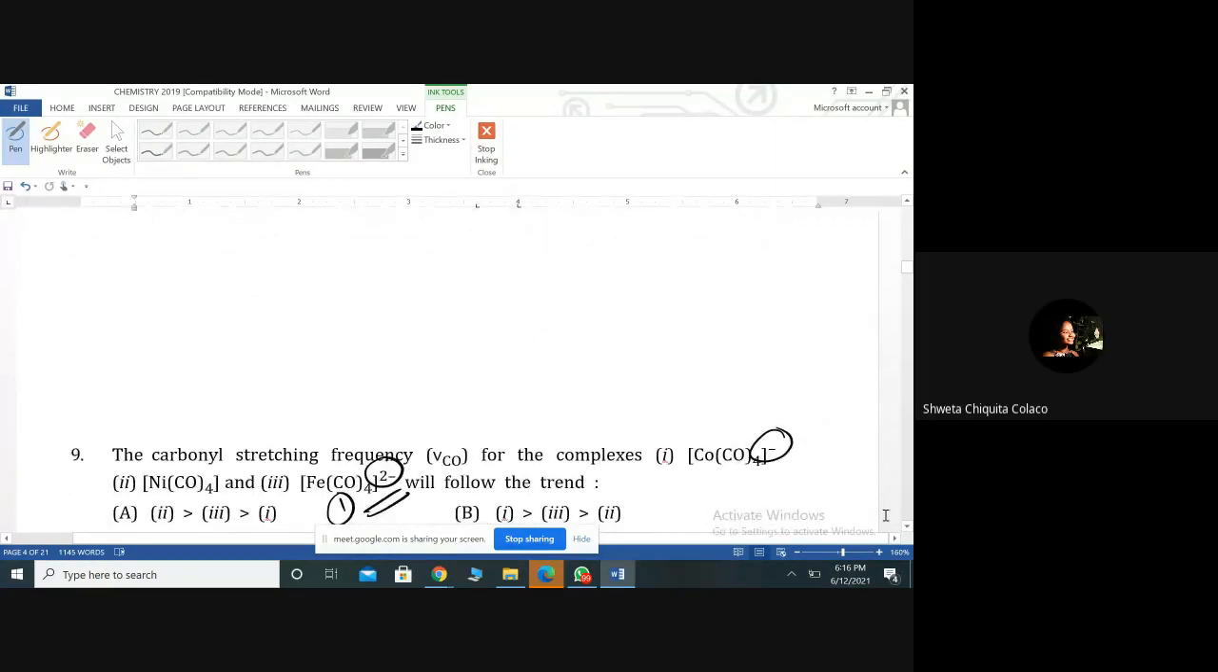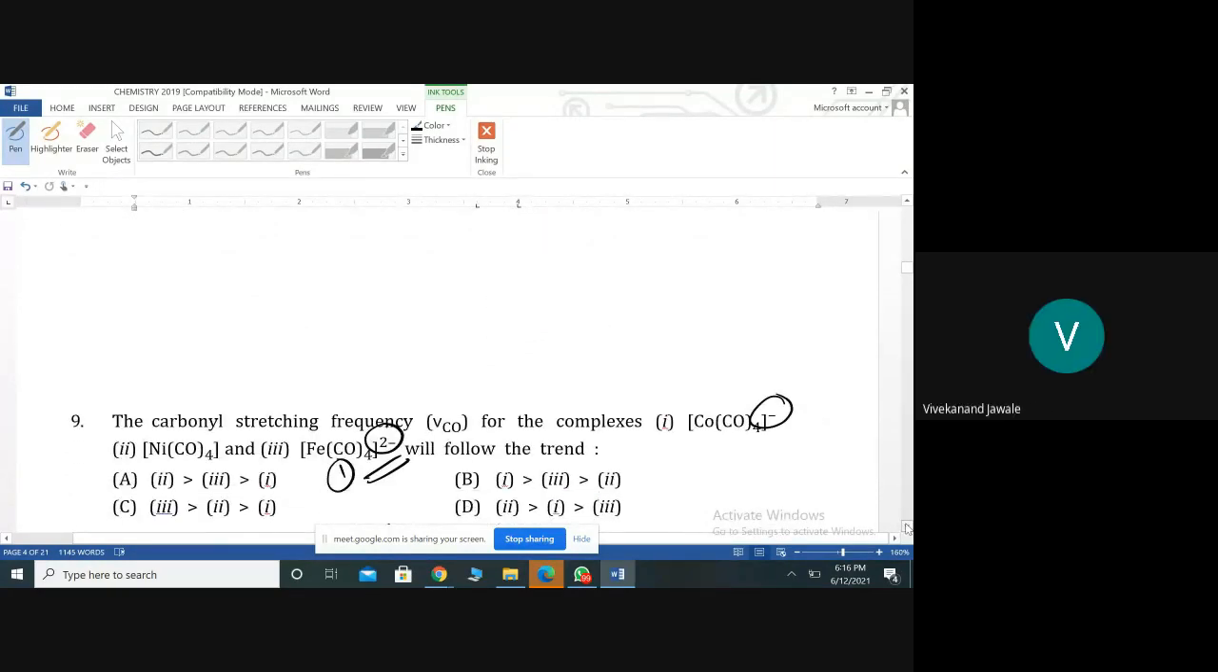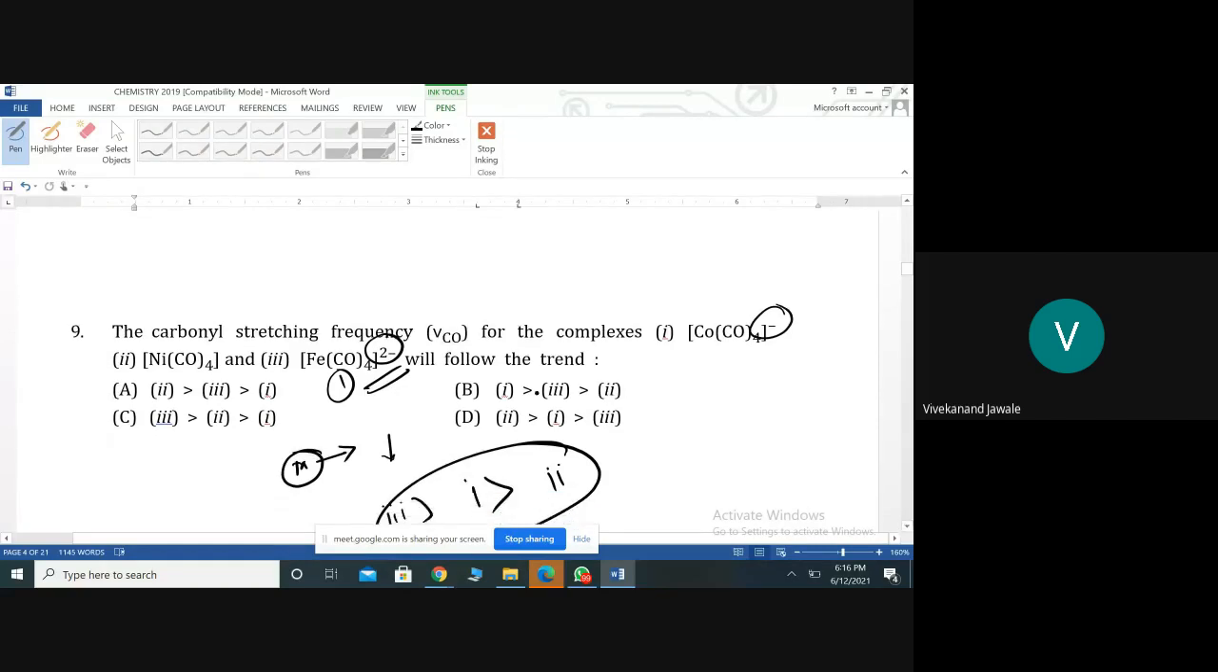Shweta. Okay, Shweta, check this. I'll give one statement. The statement is if we have higher metallic character, means electron rich. If your metal is electron rich, then it has less carbonyl frequency. Metal is electron rich, then your compound has less carbonyl frequency.